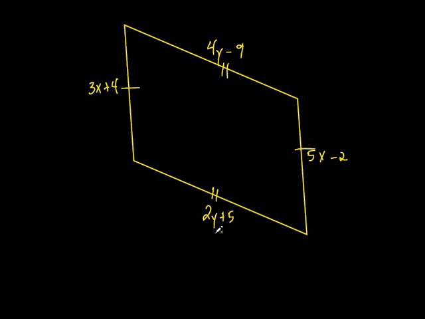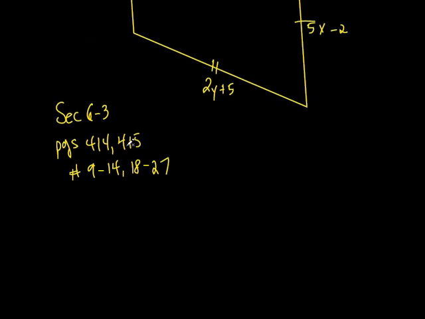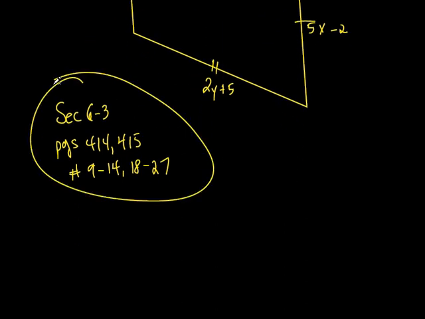Let's see what your homework is. All right. It's section 6.3, and it's pages 414, 415, and I broke it up into two chunks, 9 to 14 and 18 to 27. There it is. 9 to 14, 18 to 27.